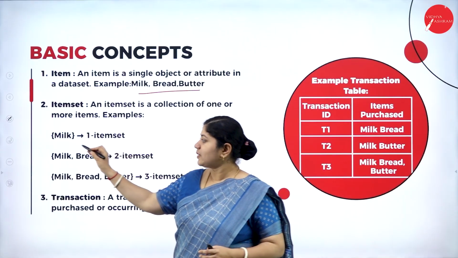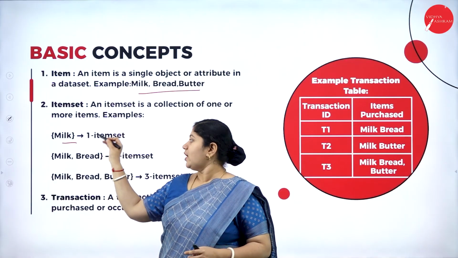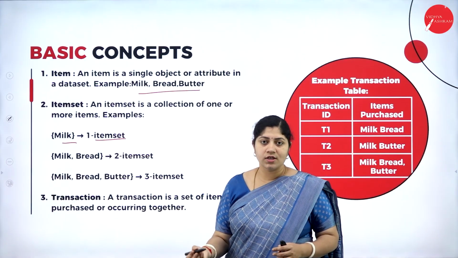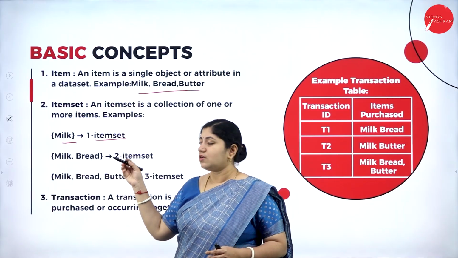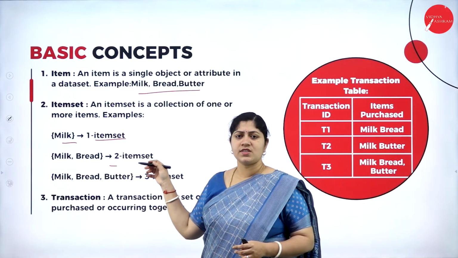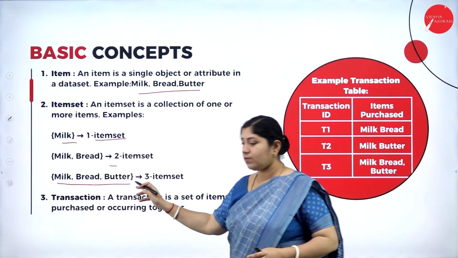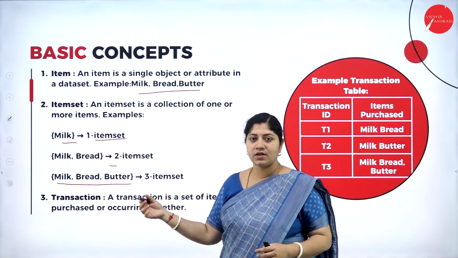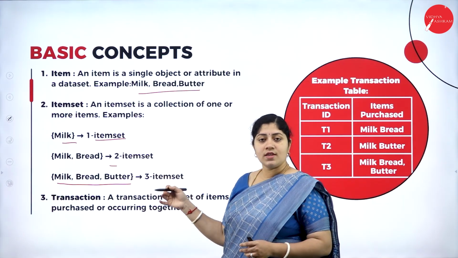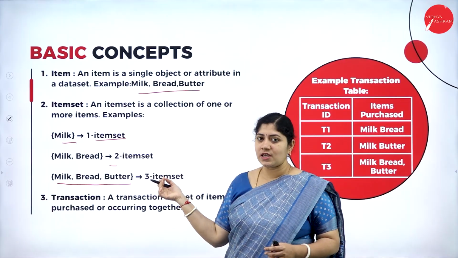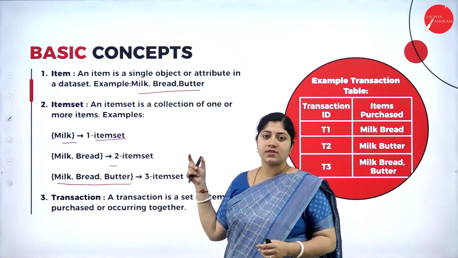Let's see an example here: milk. The number of objects is 1 and it is termed an item set. Further, the combination milk, bread, where the number of objects is 2, can be considered a second item set. Similarly, the next combination is milk, bread, butter, which consists of 3 objects, and it is considered a third item set. So this is an example of an item as well as an item set.